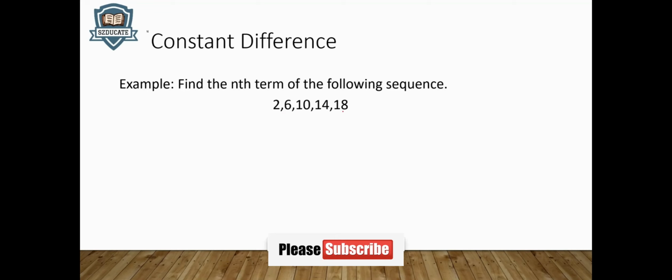Now, constant difference. Let's look at this: 2, 6, 10, 14, 18. Simple enough. Let's just examine it further. You can see that the increment, the difference, is constant, which is +4. So recall our formula. I know you'll forget. Tn is equal to dn plus c. So we can see that our d should be 4 because that's the common difference. So Tn is equal to 4n plus c.